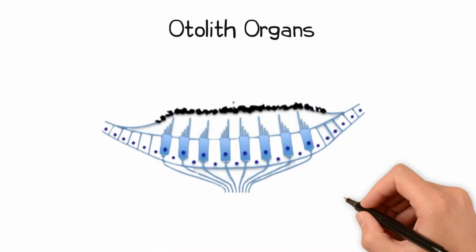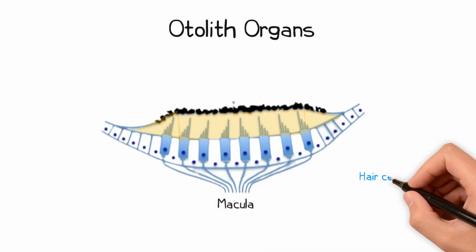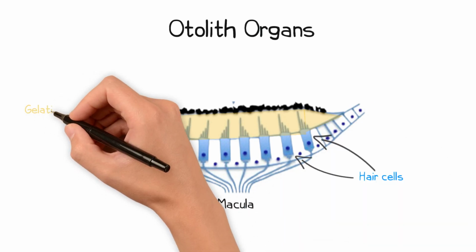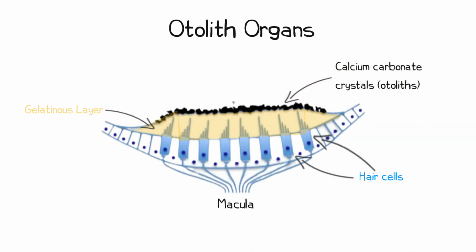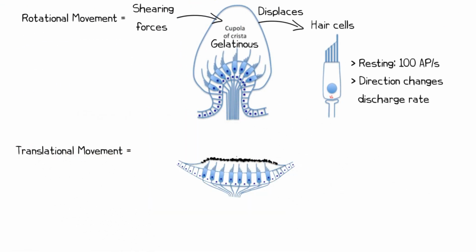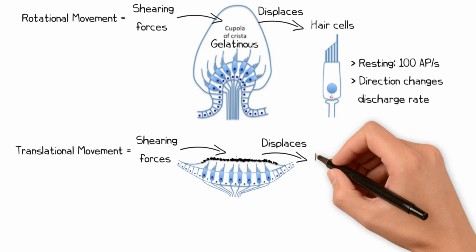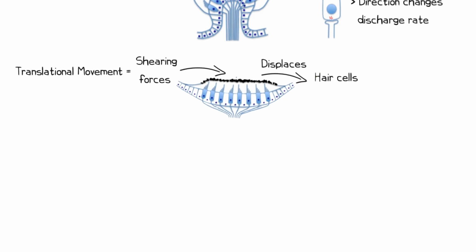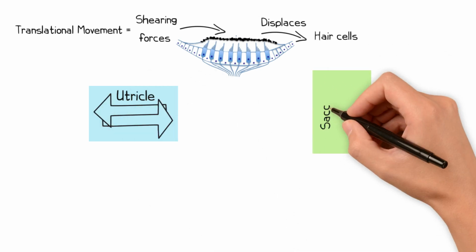The otolith organs have a similar mechanism of action. However, the structure of the transducer is slightly different. The movement transducers are organized into a macula, which consists of a bed of hair cells covered by a gelatinous substance upon which heavier calcium carbonate crystals called otoliths are embedded. When the body moves in a translational plane, inertial forces again result in a difference between the movement of the otolith-covered macula and the hair cells within, causing a shearing force which again increases or reduces the discharge rate of the hair cells. The utricle detects translational movements side to side, while the saccule detects translational movements up and down.